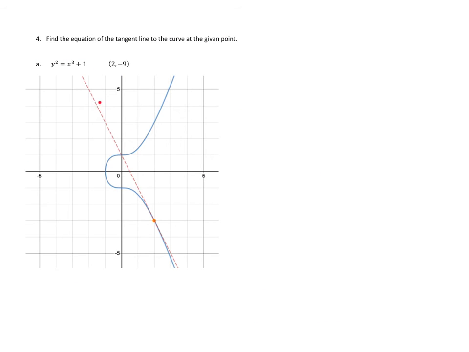Let's find the equation of this tangent line. And this is supposed to be at the point (2, -3). I put (2, -9), and that is just a typo. So let's just cross that out and put (2, -3).